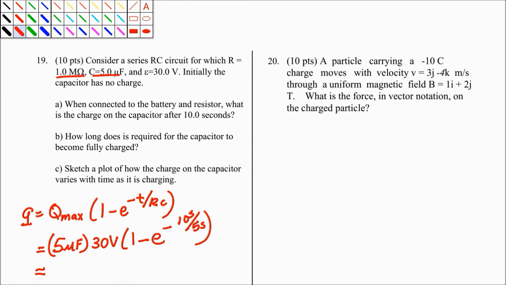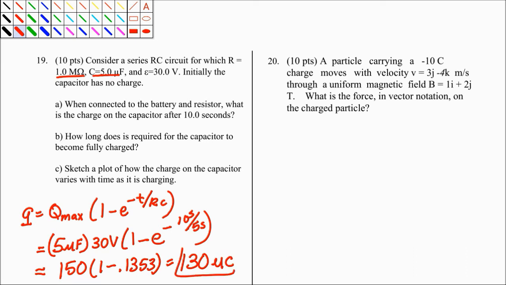All right, so if I do this, I get 150 times 1 minus 0.1353. And I think that is, yeah, 130 microcoulombs. So that's your answer. How long does it require for the capacitor to become fully charged? All right, well, this occurs after 10 tau. We've already found our tau, it's this value, so this occurs at 50 seconds.